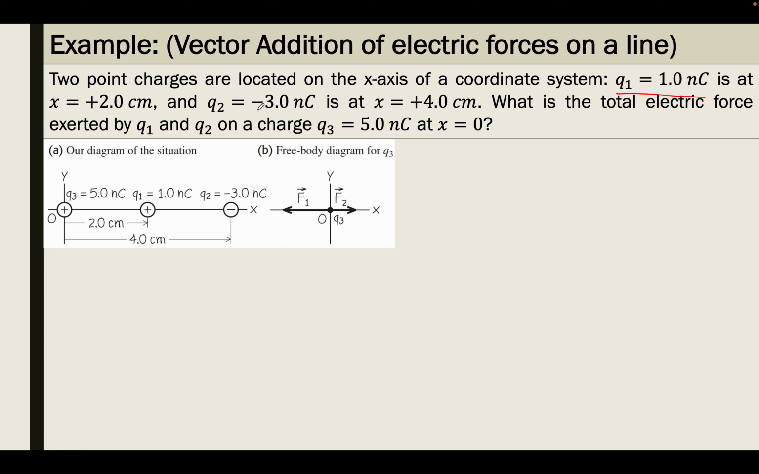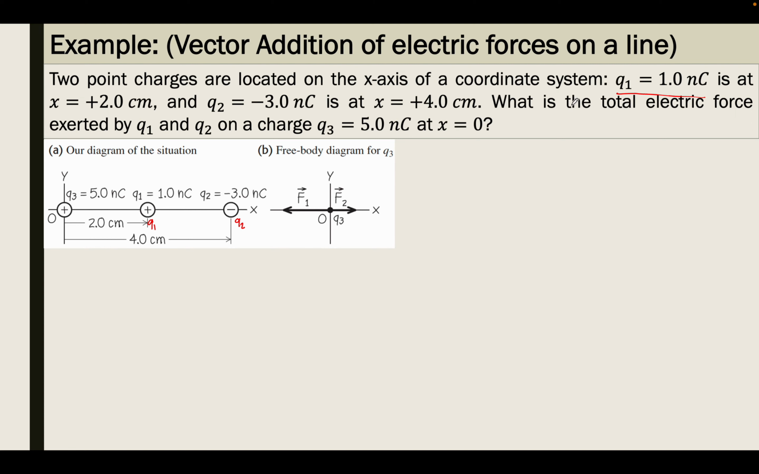Q2 is negative 3 nanocoulomb, which is at x equal to positive 4 centimeters. So here is our Q2. Again, this is our Q1, and this is our Q2. So this is our diagram of the situation.